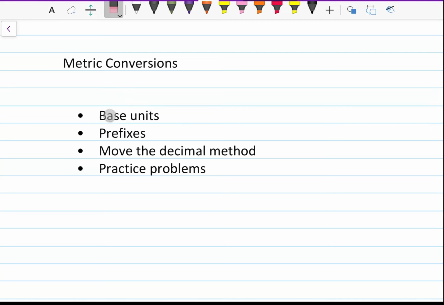You now know how to convert within the metric system. We talked about the base units, grams, meters, liters. We talked about the different prefixes and a memory device for that. King Henry died by drinking chocolate milk. And then we used that memory device and the move the decimal method to convert, and you did some practice problems.